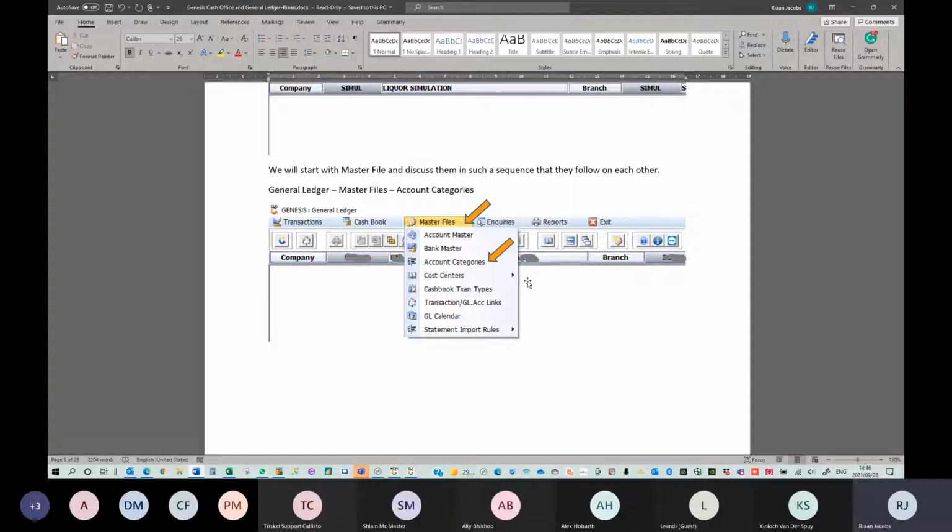So if you do a GRV, you purchase stock, it will automatically post straight into your GL. If you do a sale, it will automatically post into your GL to the different legs where it's supposed to go. Same with stock. If you do a stock adjustment or anything with stock, it will then post into the GL. And the same with the cashbook. If you do a payment out to electricity or whatever, it will post to the GL.